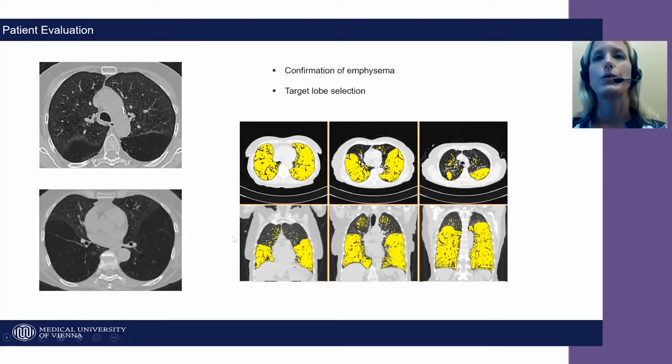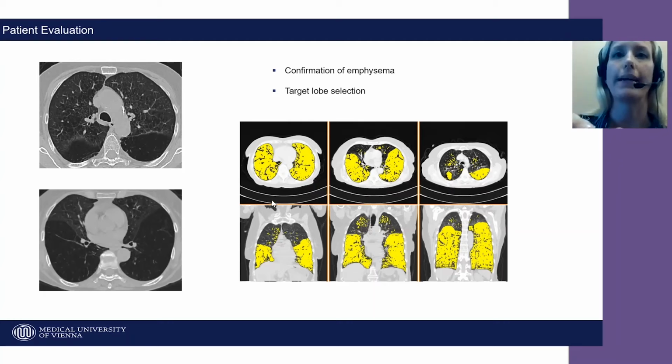Sometimes you can also use a software that helps you to perform the emphysema quantification. This is the YACTA software, and you can see the yellow areas that illustrate the emphysematous destruction, and you can see the black areas that represent the healthier lung parenchyma. And this patient has a very severe lower lobe predominant emphysema.